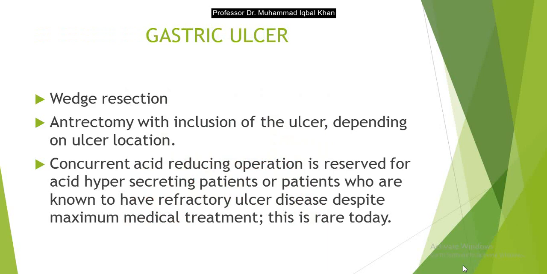In the gastric ulcer, we can do the wedge resection, with inclusion of the ulcer depending on the ulcer location. As we have discussed, Billroth 1 and Billroth 2, especially the Billroth 2 operations, are being done for the gastric ulcer because gastric ulcer has the tendency for the development of malignancy. So in those cases, we need to do the complete Roux-en-Y jejunostomy.